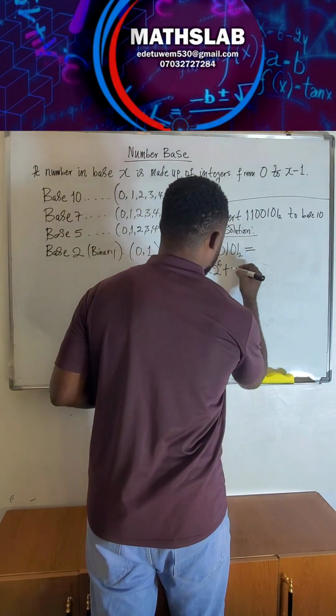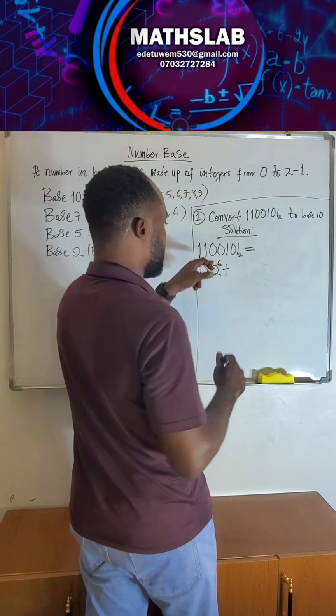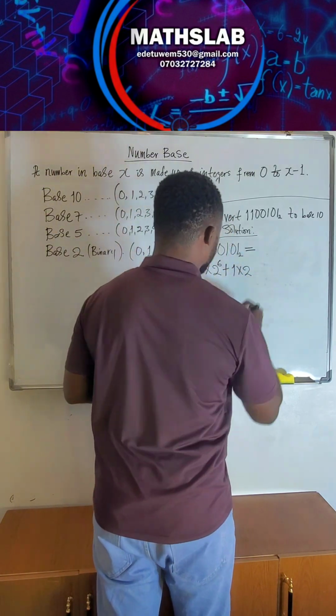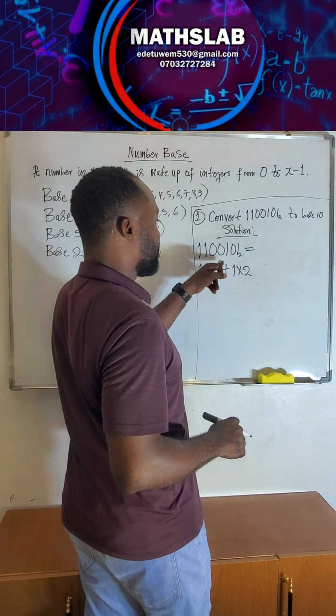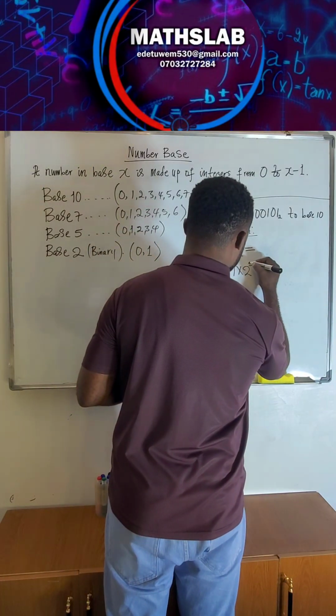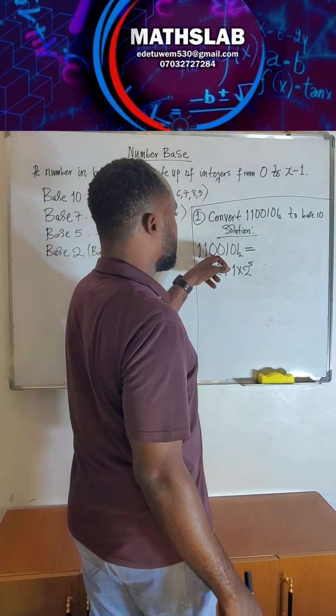plus the second digit, which is also 1, times the base, which is 2, raised to the power of the remaining digits after this one, so that is 1, 2, 3, 4, 5. And so we move over to 0.